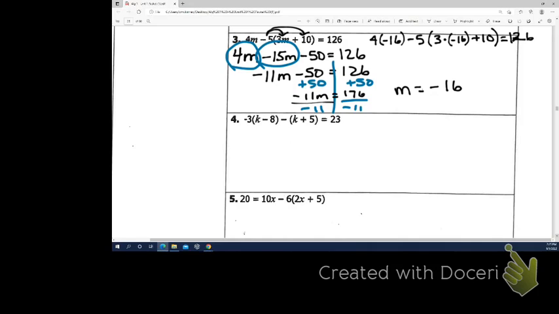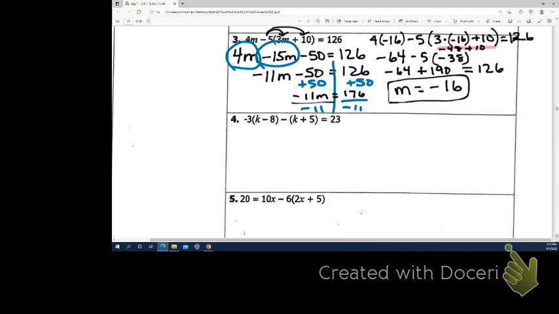So 4 times negative 16 is negative 64, and then inside this other parenthesis, this would be negative 48 plus 10, which would be negative 38, and it's going to get multiplied by negative 5. So then I have negative 64 plus 190, and if I put those two together, I do indeed get 126. And a calculator would be really handy to quickly check that instead of working it out by hand like I did. Again, your solution is m is negative 16.